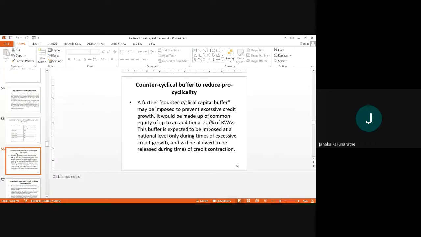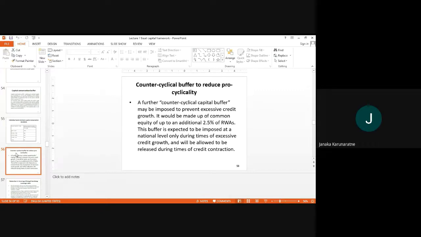Over expansion would be dangerous. So what Basel said was, whenever you see excessive credit growth in your economy, introduce this counter-cyclical capital buffer to reduce pro-cyclicality. Basel gave a range of 0 to 2.5%. It may differ from one country to another. This is a national level measure, which either the central bank or the government should impose when they feel credit growth is excessive. Immediately they can impose this buffer on their banking system, depending on the nature and volume of credit growth. The maximum is 2.5% of risk-weighted assets, again in the form of common equity tier 1 capital.